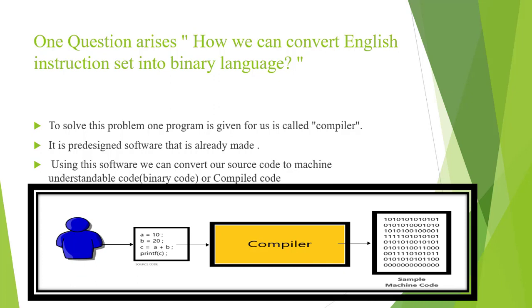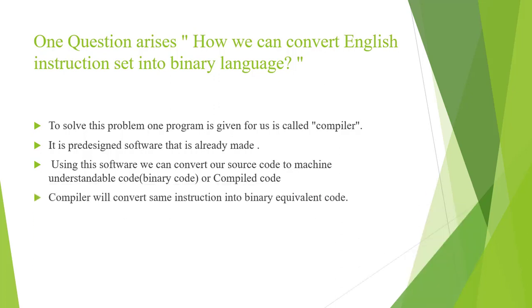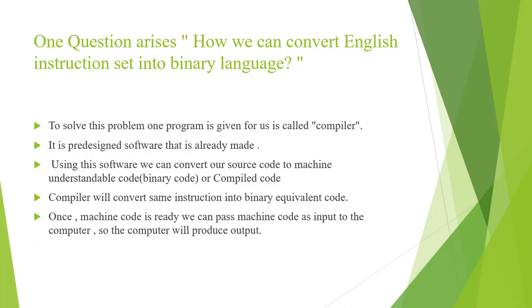You can see the programmer writing a program. After writing the source code, or program, the compiler takes it as an input and generates the machine code. The compiler will convert the same instructions into binary equivalent code. Once the machine code is ready, we can pass the instructions in machine code as an input to the computer. Now the computer knows everything about machine code, so it can generate the output.